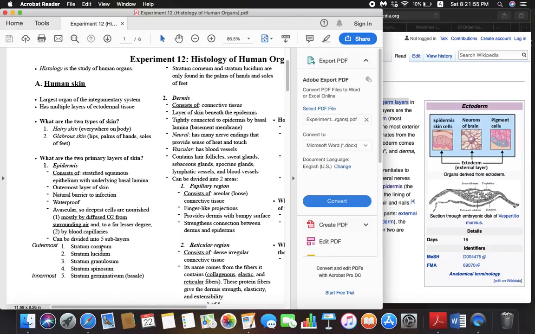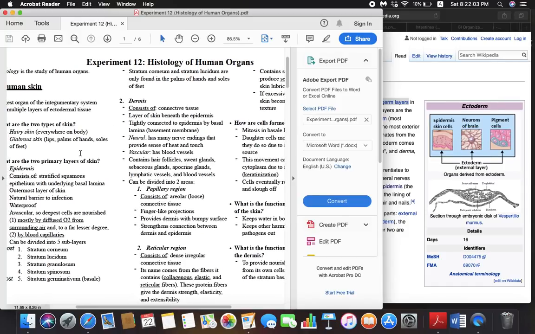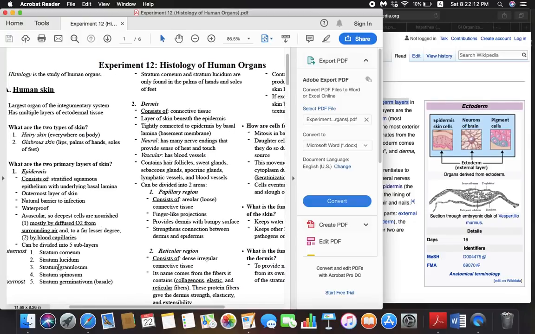Now we need to know that these first 2 layers, the corneum and the lucidum, are only found in the palms of our hands and the soles of our feet. So the only parts of our skin that have all 5 layers are the palms of our hands and soles of our feet, because they need extra protection from friction. All our other skin starts from the stratum granulosum.